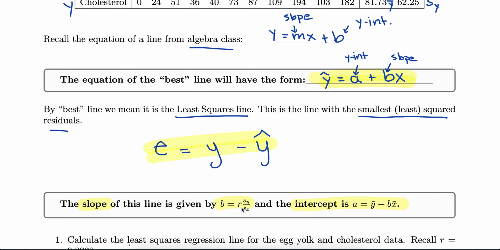B is the correlation times the ratio of the standard deviation of y's over x's, and the intercept, A, is the mean of the y's minus the slope times mean of the x's. So notice we said intercept requires knowing the slope, so we're going to find the slope first. Once we find the slope and the intercept, we can give our final answer in the form of a line.